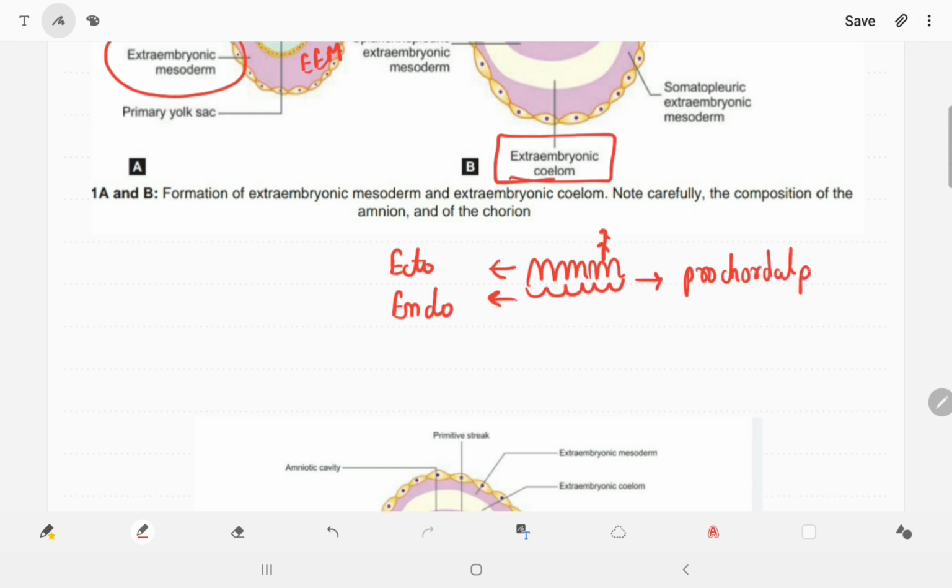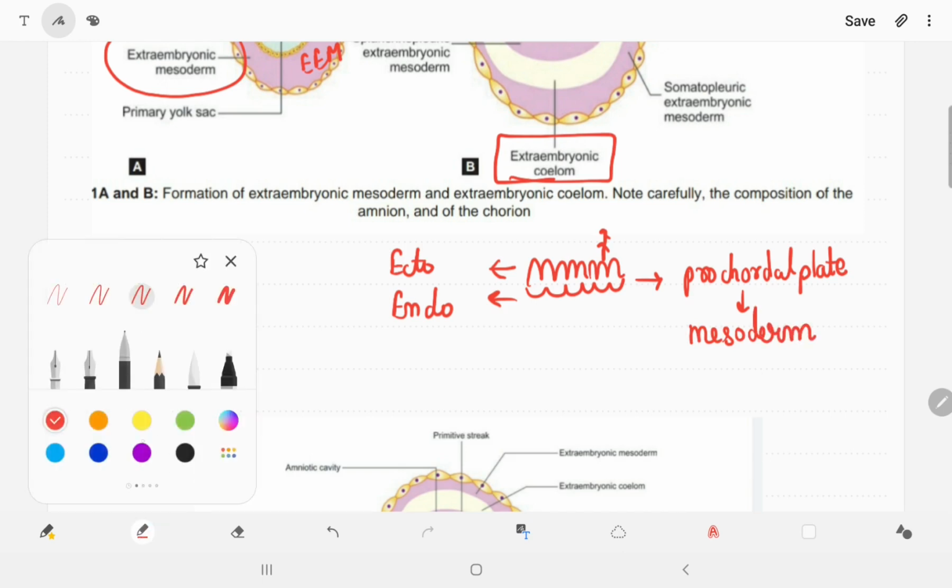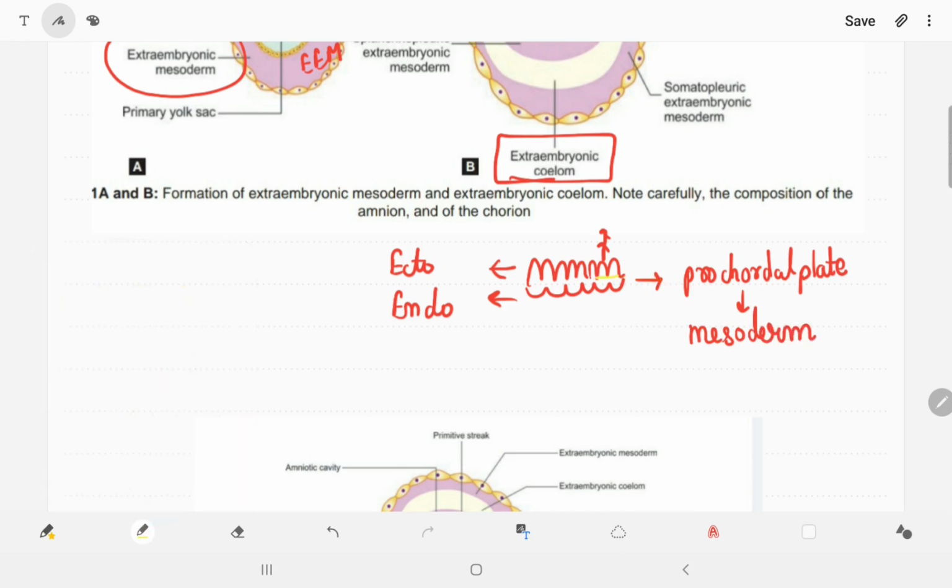On one side it gets elevated and forms a procaudal plate, and this procaudal plate gives in some cells which are mesoderm. So mesoderm will come to lie in between the ectoderm and the endoderm, and this mesoderm, mind you, is intraembryonic, because this will take part in the formation of the fetal tissues, unlike the extraembryonic mesoderm which was not participating. Yes, so this is the intraembryonic mesoderm.